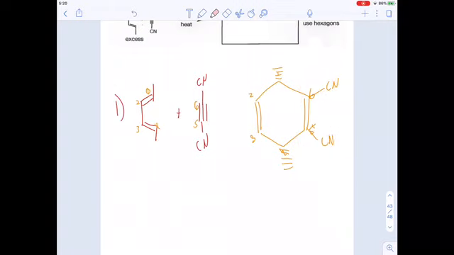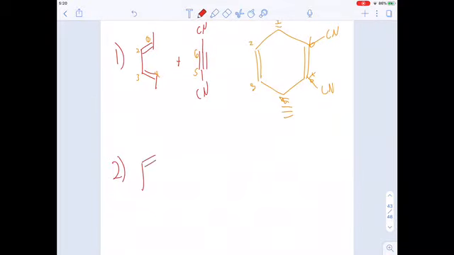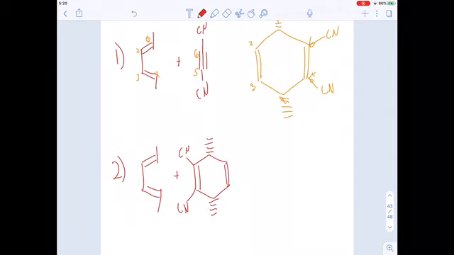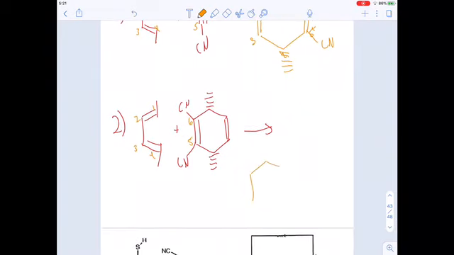And now you can use this as your dienophile again for the second step, because you have your double bond with an X group, I guess. So this is the second step. You're going to, again, react it with your diene. And this is going to give you, well, again, number it. Numbering is important. 1, 2, 3, 4, 5, 6.